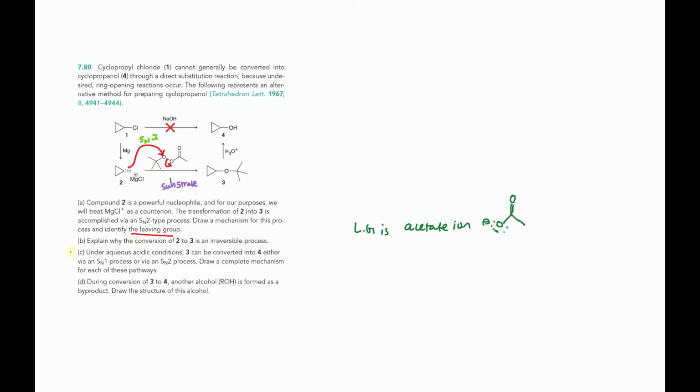And let's tackle B. We'll explain why the conversion of 2 to 3 is an irreversible process. Well, the easiest way to see is our acetate ion now is going to act as a nucleophile to go back to compound 2. And it also implies that the conjugate base of the cyclopropane is really strong. In other words, we don't see something like weak base to strong base.